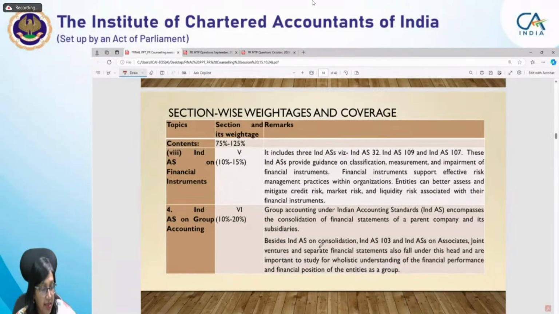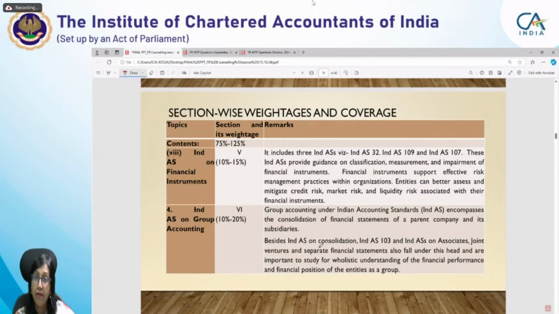Tahir is asking, in a consolidation question, is there any particular format to answer in the exam, or can we prepare as per our choice? No, beta. Since Ind AS is applicable only to corporate entities, and for corporate entities, Schedule 3 of the Companies Act has prescribed certain formats for financial statements, we have to abide by those formats of financial statements.